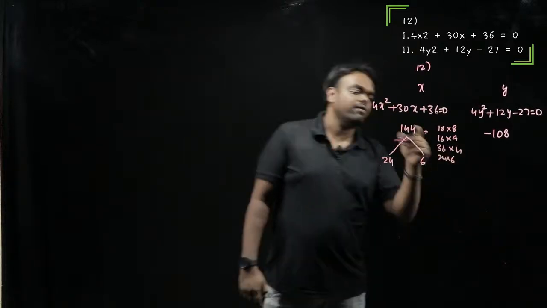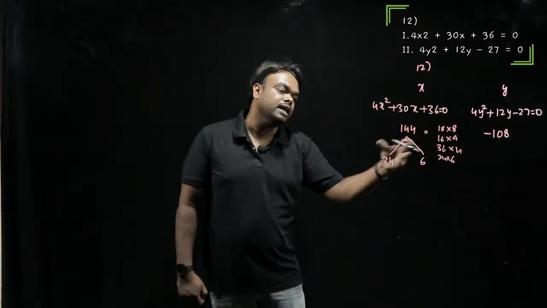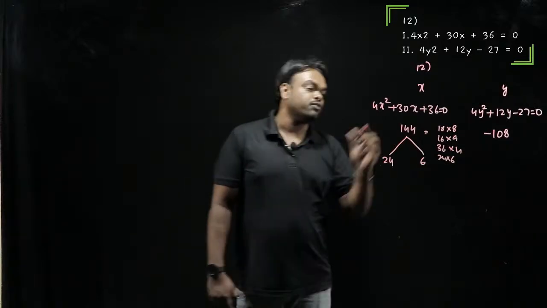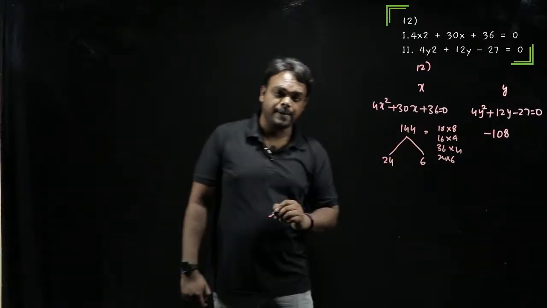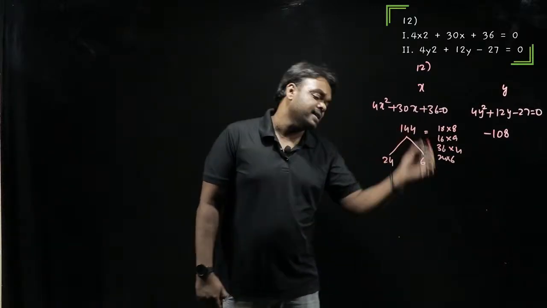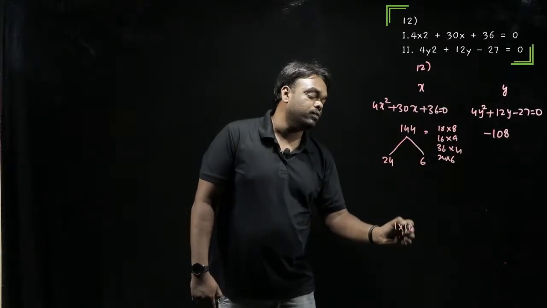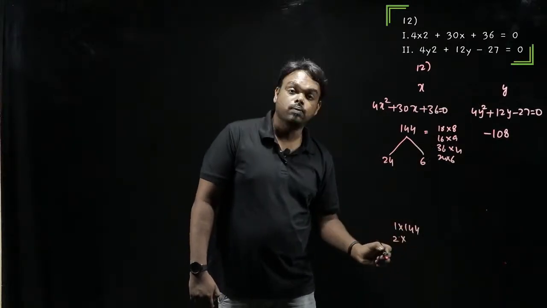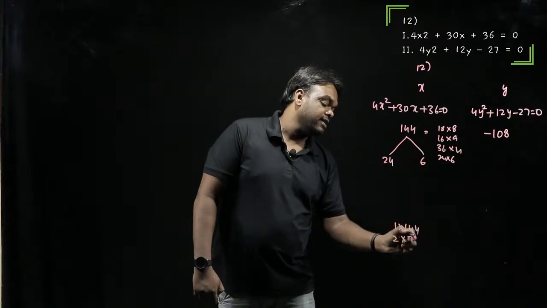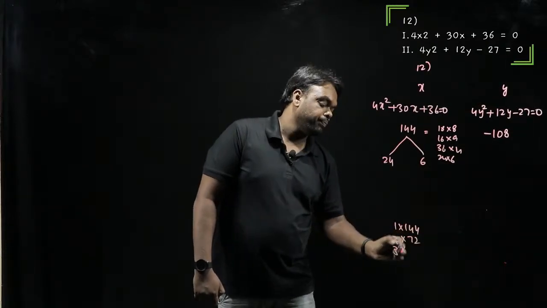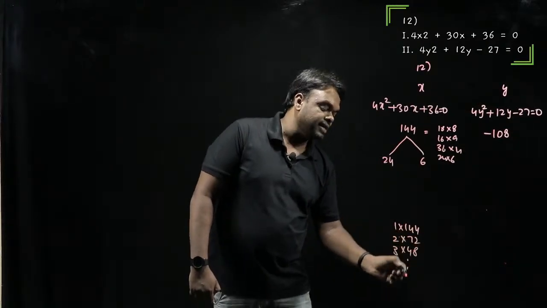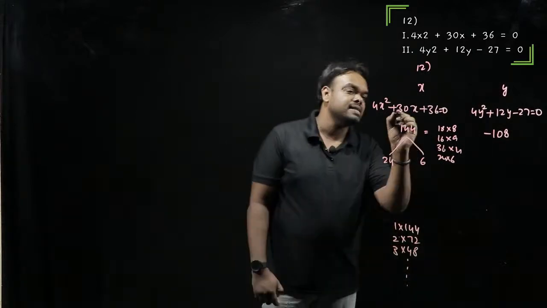Now when you factorize the 144 itself, definitely you will get to know how to write the 144 as a product of two numbers. If you don't know anything, go from the bottom: write 1 into 144, and after that 2 into 72, and then 3 into 48. Keep writing like this. Somewhere you will find the sum of 30.